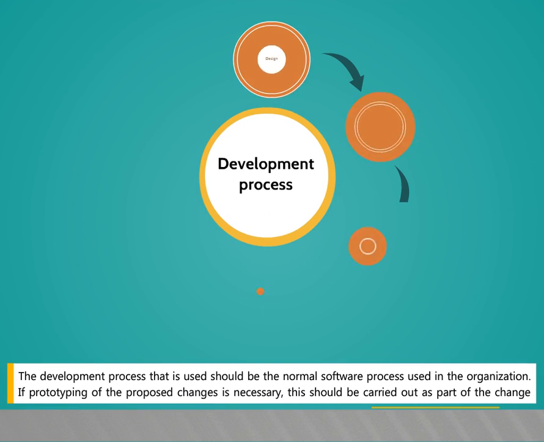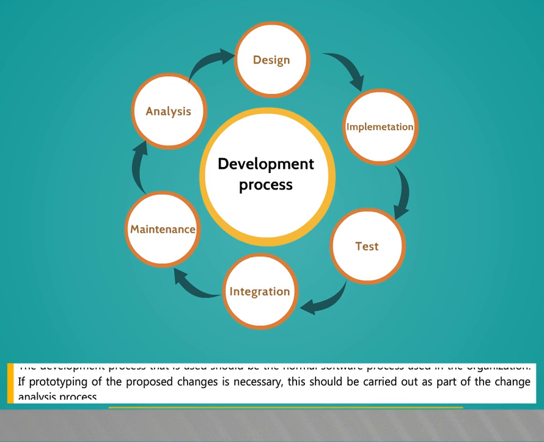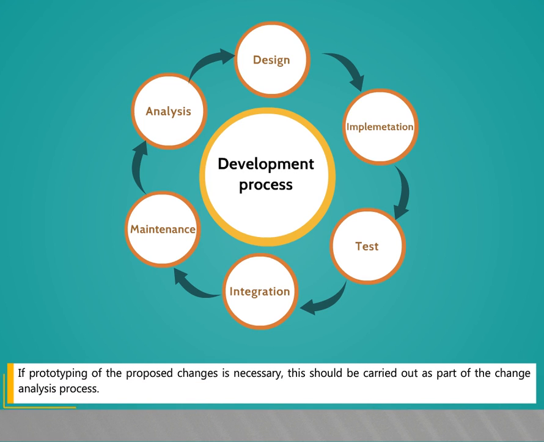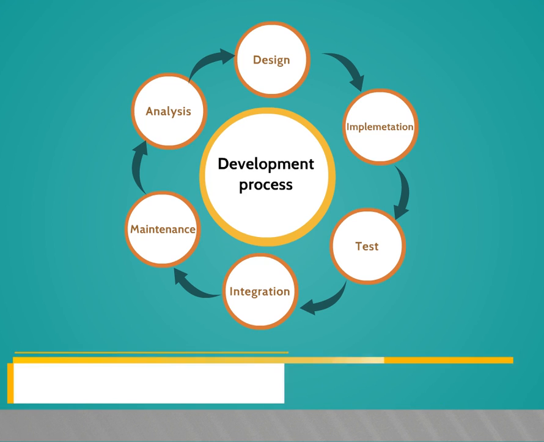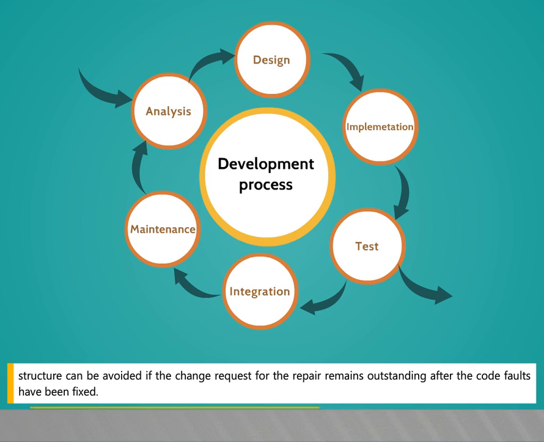The development process that is used should be the normal software process used in the organization. If prototyping of the proposed changes is necessary, this should be carried out as a part of the change analysis process. This iterative development process is effective when changes are not urgent and can be batched. If emergency code repairs have to be carried out, the problems of document inconsistency and degraded structure can be avoided if the change request for the repair remains outstanding after the code faults have been fixed.